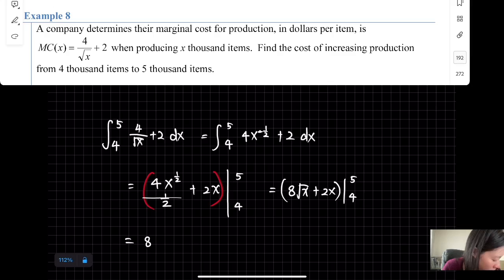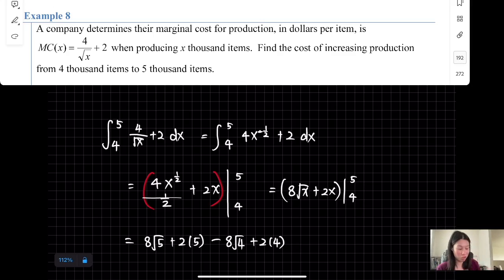So I have 8 times the square root of 5 plus 2 times 5, subtract 8 times the square root of 4 plus 2 times 4. Okay, something to not forget: you are subtracting the whole function. You are doing f of 5 minus f of 4. So that means you're not just subtracting 8 times the square root of 4. You are subtracting 8 times the square root of 4 plus 2 times 4. So you can use a calculator to calculate this one.